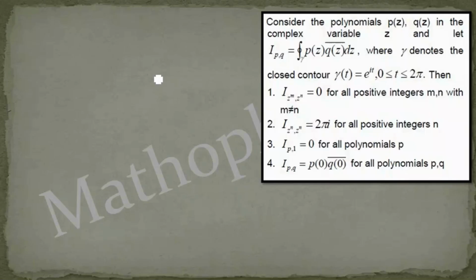First, the closed contour gamma of t is equal to e power it. So e power it is a unit circle. Gamma of t is equal to e power it, which is a unit circle where mod z is equal to 1.